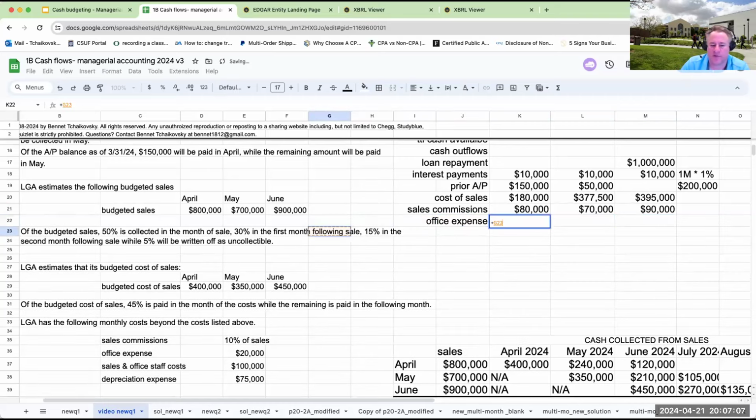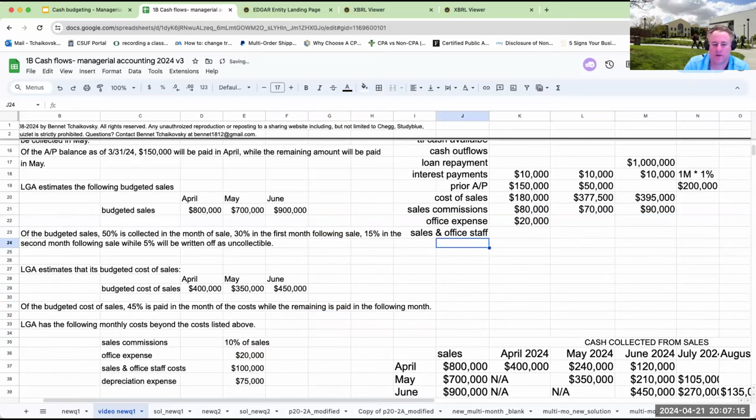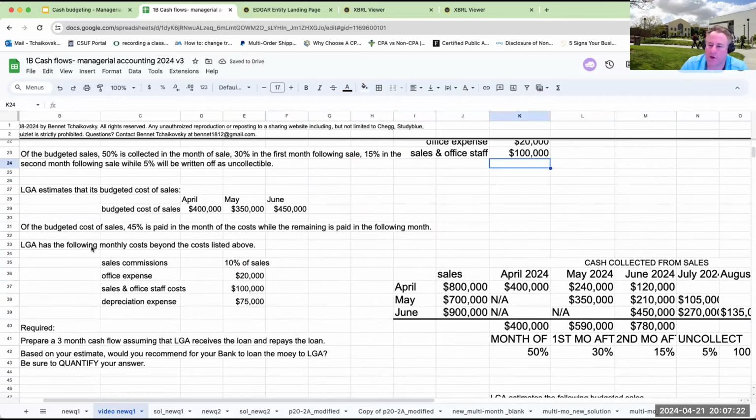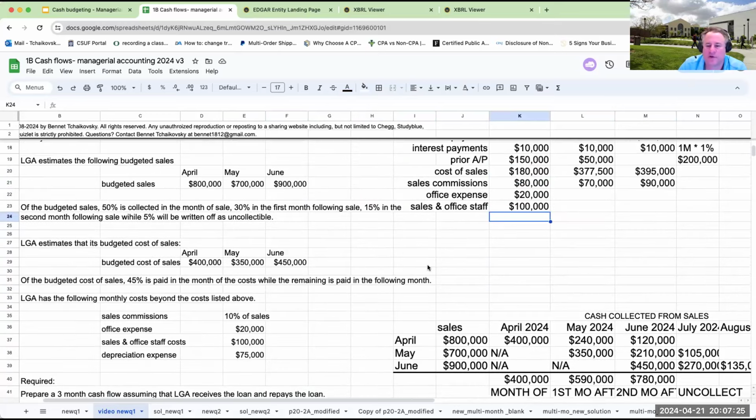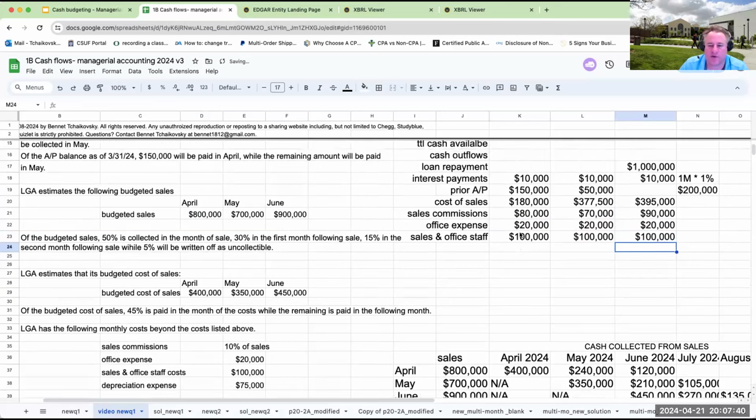My office expense was over here at 20,000. And my sales and office staff, this is monthly right over here, is at 100,000. So I have the following monthly costs beyond the costs listed above. I've got to pay sales commissions each month: 800,000 times 10%, 700,000 times 10%, and 900,000 times 10%. My office expense and my sales and office staff costs will all be listed over here.